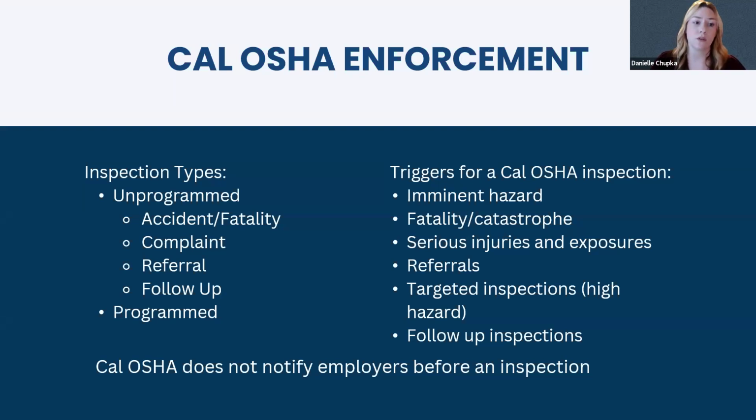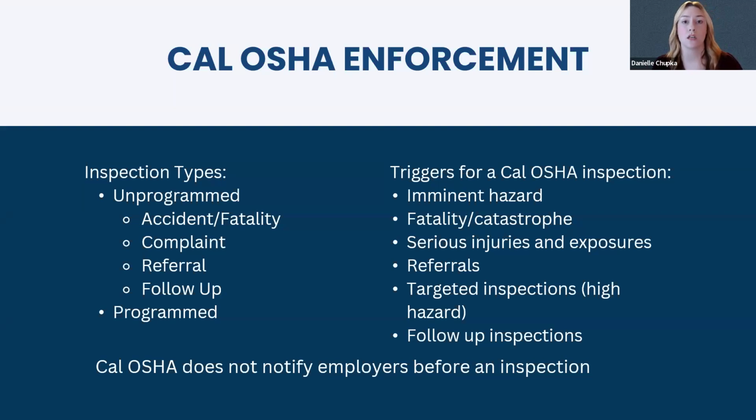So maybe Cal OSHA came out for an accident, they might come back out next year as a follow-up, just to take a deeper dive on what's going on within your business. Programmed inspections are going to be the targeted inspections. Typically it's things like heat illness. They're looking at employees in certain industries that have high injury rates. As you can see over on the other side here under the triggers for Cal OSHA inspection, targeted inspections are going to be on the high hazard list.